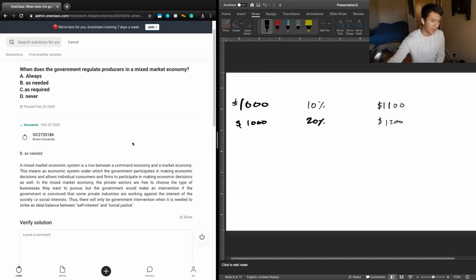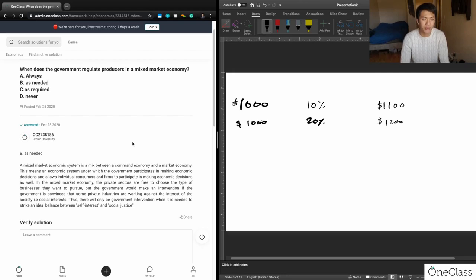So the next question says, when does the government regulate producers in a mixed market economy? Again, when we talk about mixed market, what are we talking about? A mix. It's a mix between a command economy and a market economy. And so government is going to participate in certain areas of the economy. Normally, the market is going to control the majority of the economy, the interaction of supply and demand. And we see that the government is going to regulate producers as needed.